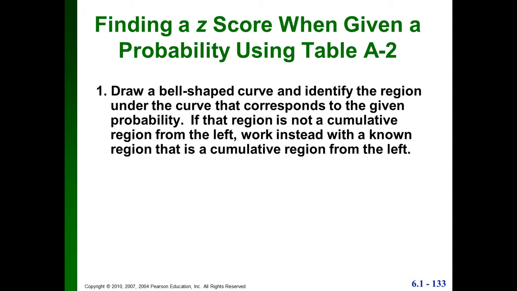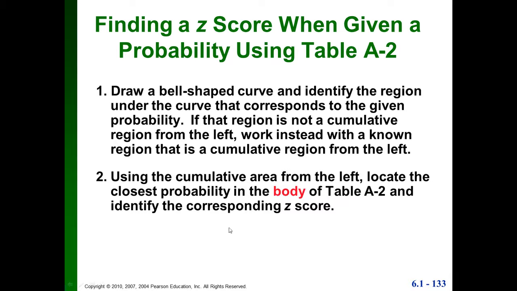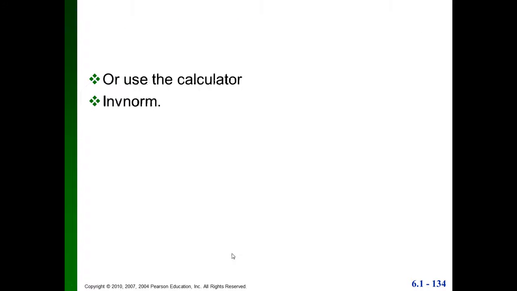Okay, now that we have that, our inverse norm problems, what we're going to do is this. Basically, you're going to draw a curve and find where the area is for that curve. Now you go to the tables and find the z-score that goes with that area. Now you could use the calculator for this.